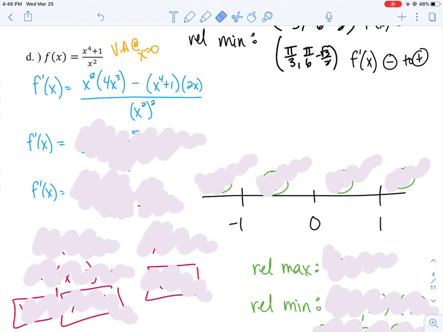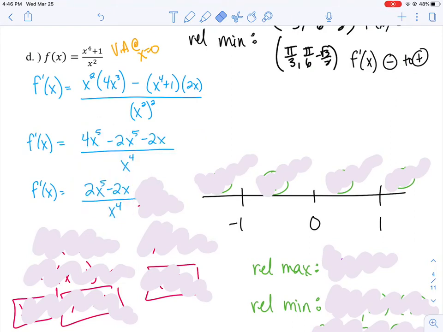All right, so that's what I got for my derivative. I'm going to go ahead and distribute and combine like terms. And it looks like my derivative simplified would be 2x to the fifth minus 2x all over x to the fourth. I hope you got the same thing I did.